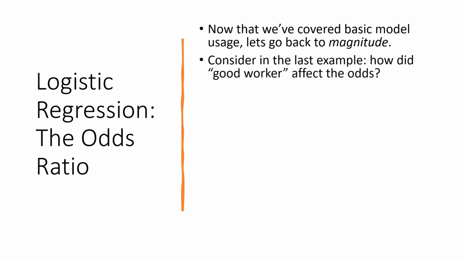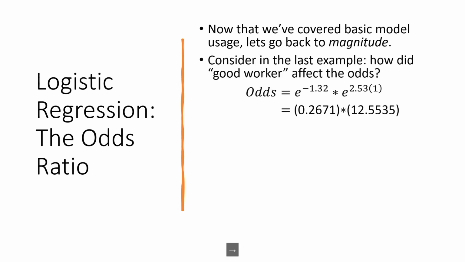Consider the example we worked through, the good workers' effect on odds. So remember the left-hand side, the 0.2671, that was there when the not good worker was there too, and that's there when the good worker's there. But the new thing that being a good worker adds is that you take that baseline level of odds and you multiply it by 12.5535. So there is a multiplicative increase in the odds because you're a good worker of 12. You have 12 times the odds of a bad worker to do your work on time.